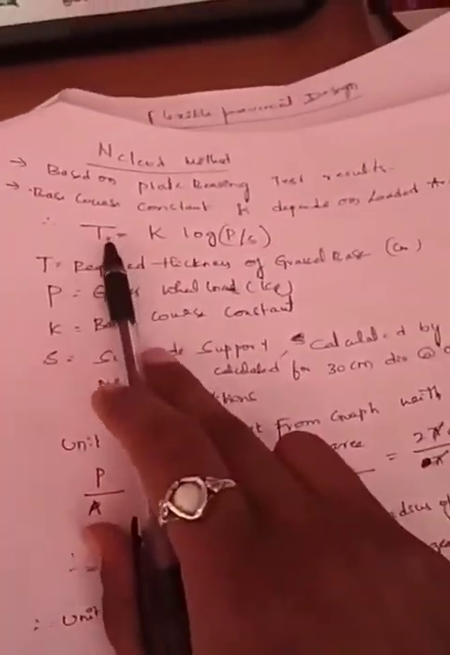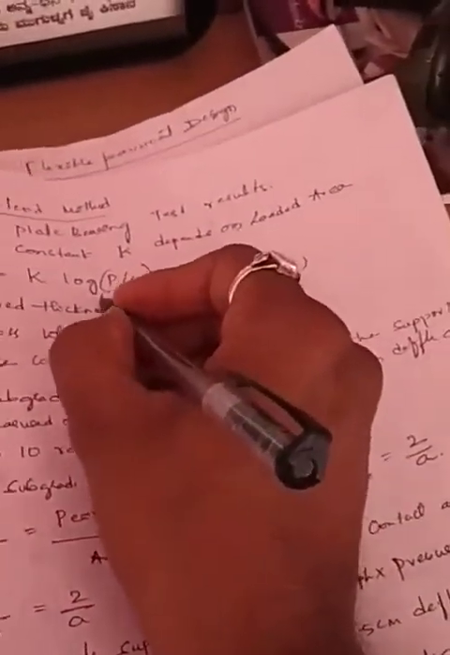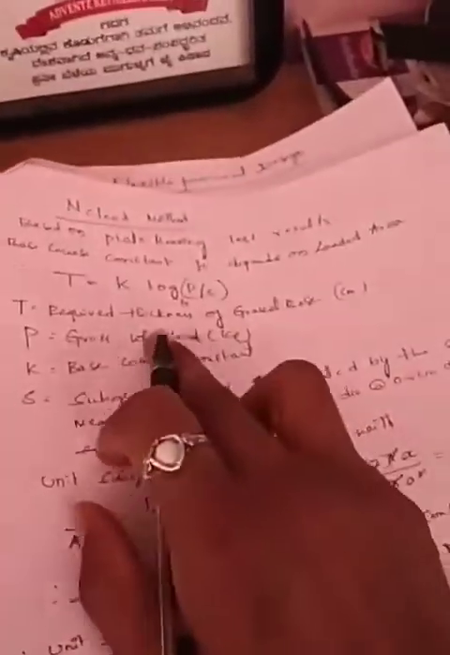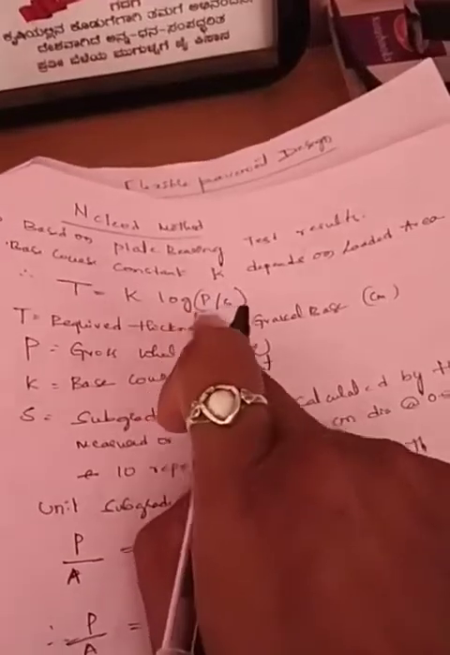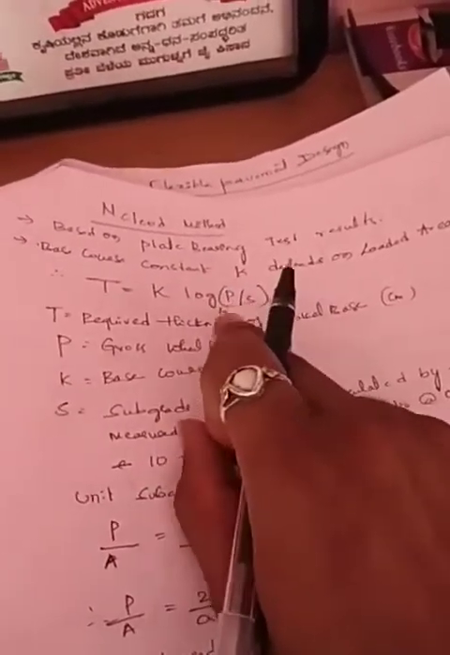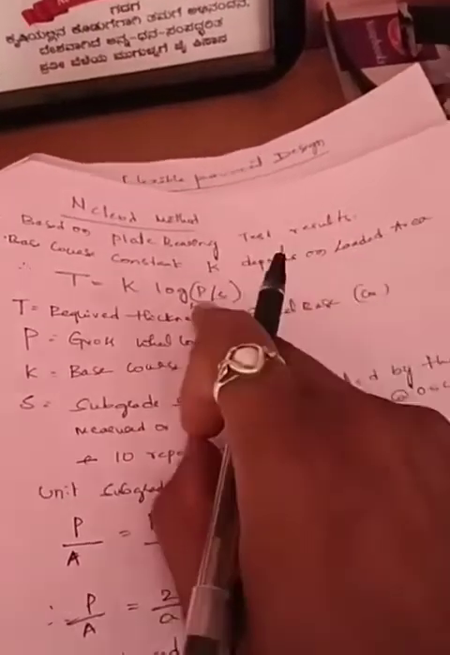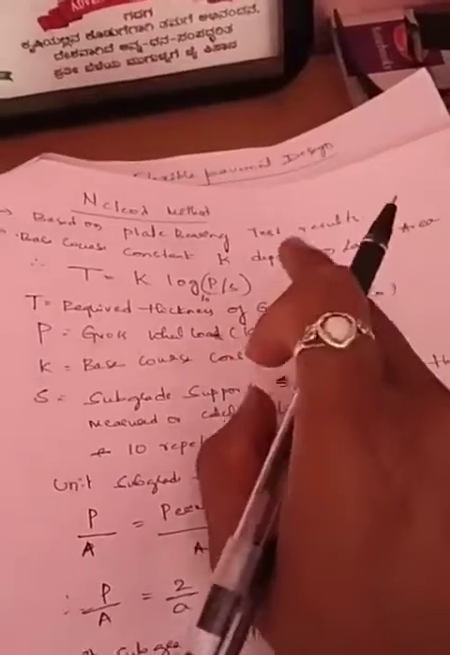Once you get the K value, it is very easy to find the thickness of the pavement. T is equal to K into log P by S, log base 10. While calculating this value in the scientific calculator, you need to use the LN key, because when the base is 10 we use LN, and when the base is e, we use the log from the calculator directly.